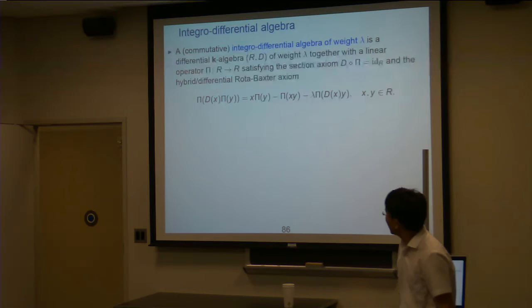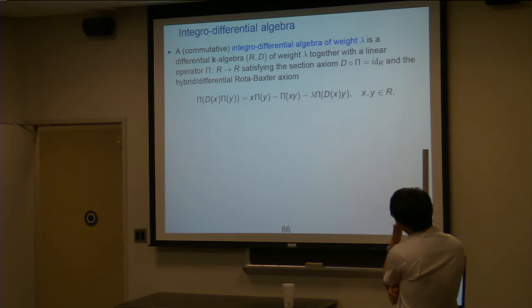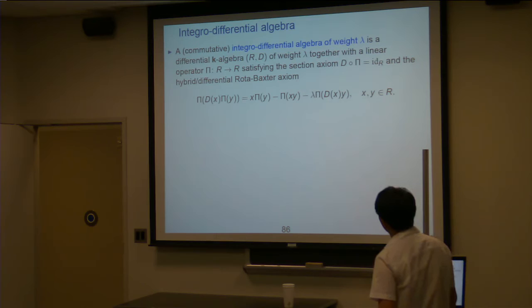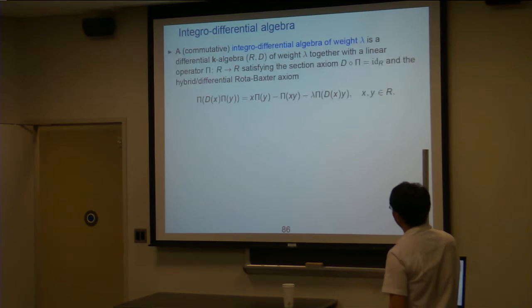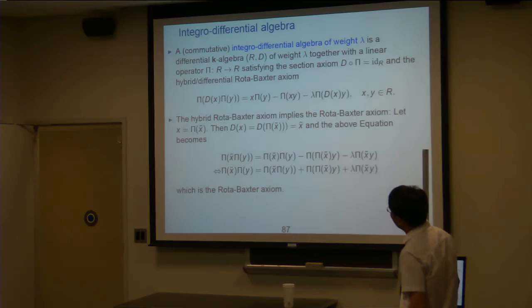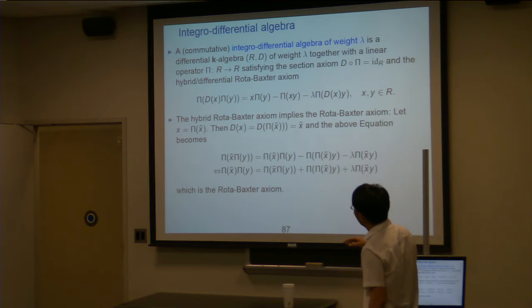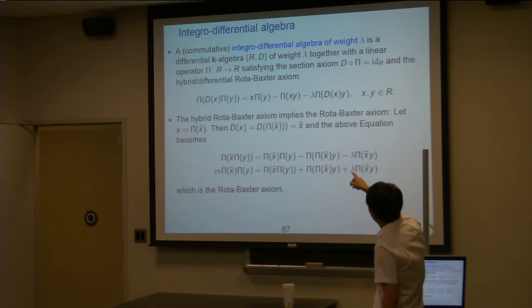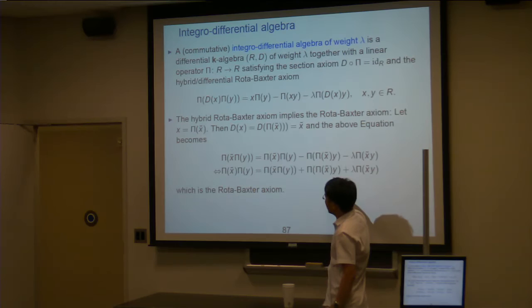This is our result: it forms an integral differential algebra. So what is an integral differential algebra? An integral differential algebra, commutative, is a differential K-algebra (R,d) together with a linear operator P satisfying the Sarrazin axiom and the hybrid Rota-Baxter axiom. The hybrid Rota-Baxter axiom is abstracted from the integral by parts formula in analysis. And from the hybrid Rota-Baxter axiom, you can get the Rota-Baxter axiom. You just need to let x be in the image of P, then dx is equal to x tilde. So the hybrid Rota-Baxter axiom becomes this one equal to this one. This is precisely the Rota-Baxter axiom.